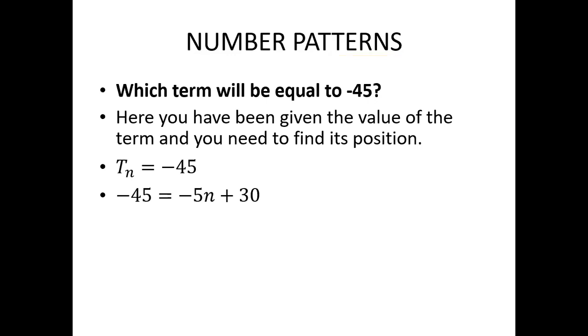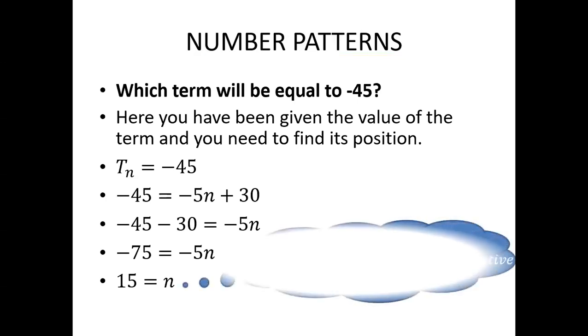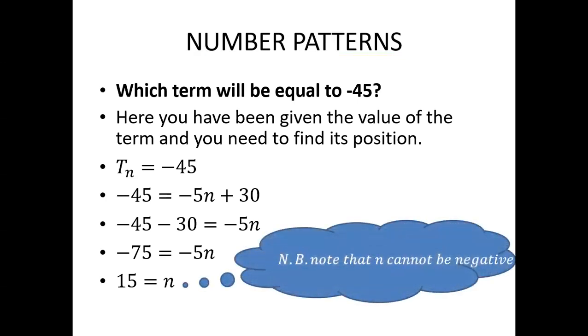It was positive, it will now become negative. -45 minus 30 will give you -75. And divide both sides by -5, and that will give you n equals 15. I always emphasize this: note that n cannot be negative. n cannot be a decimal. n cannot be a fraction. It must be a natural number.